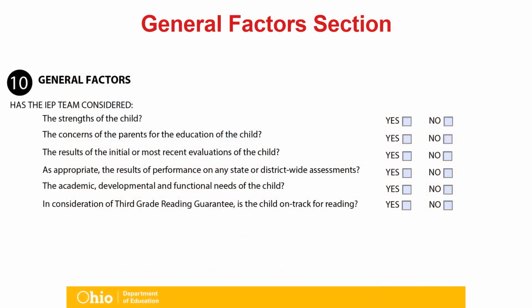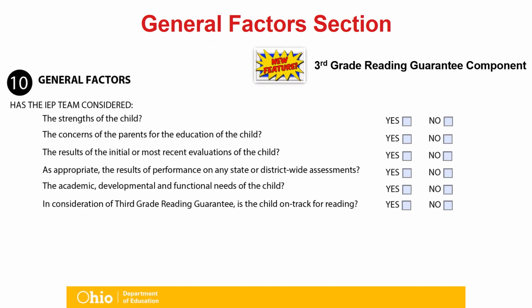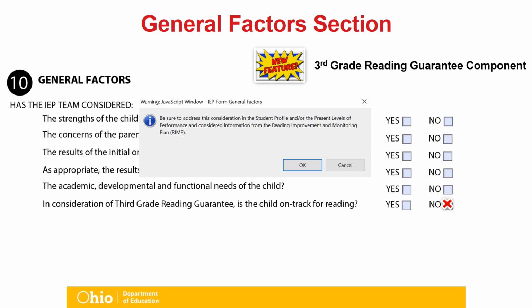In Section 10 of the IEP, the General Factors section of the IEP, a third grade reading component was added. This component is for all students, grades K through 3. When No is selected, it prompts the writer to address the considerations in the student's profile section and/or in the present levels of performance section.